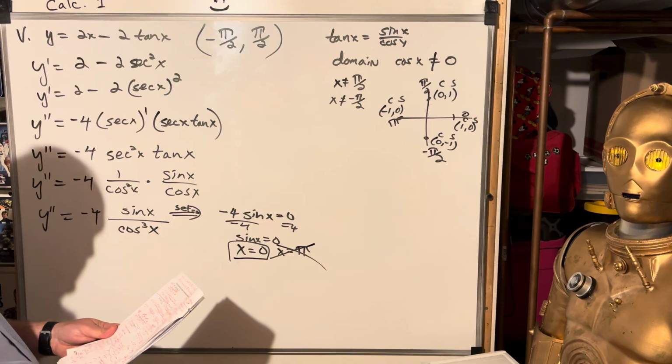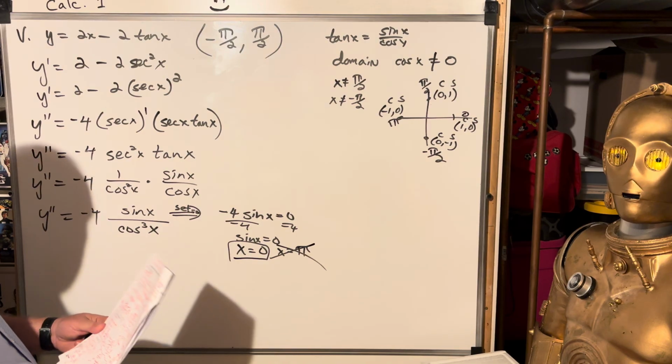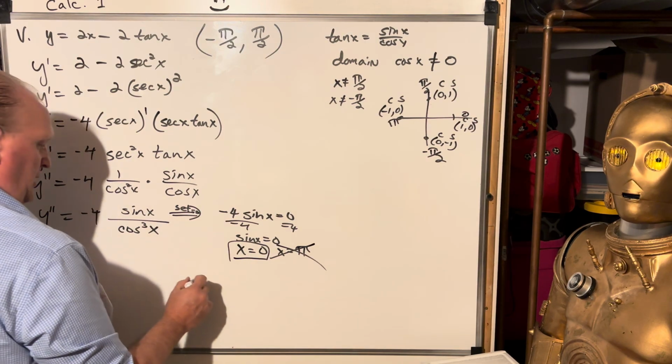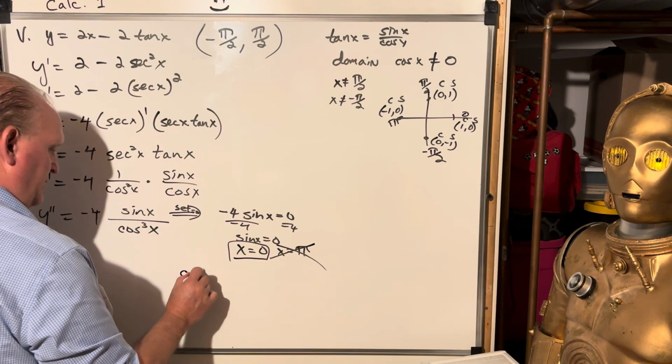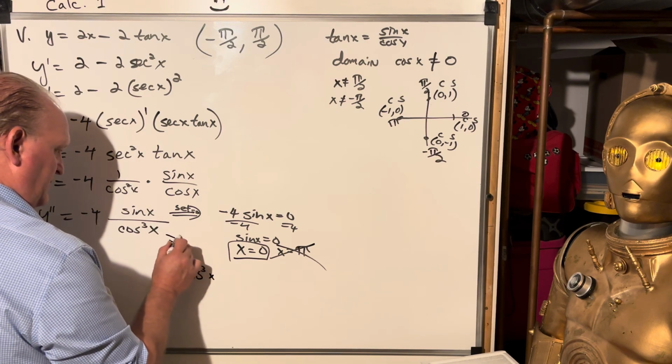And what about cosine cubed? So cosine cubed of x, set that equal to 0.